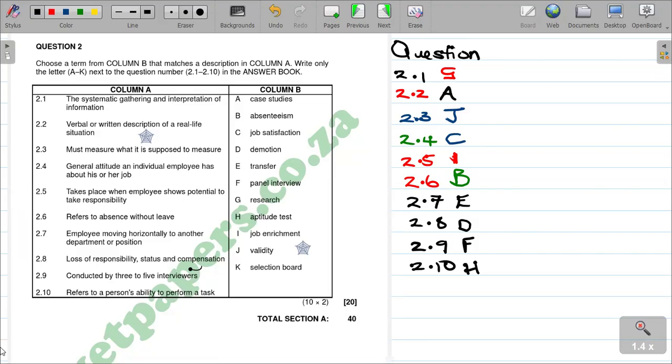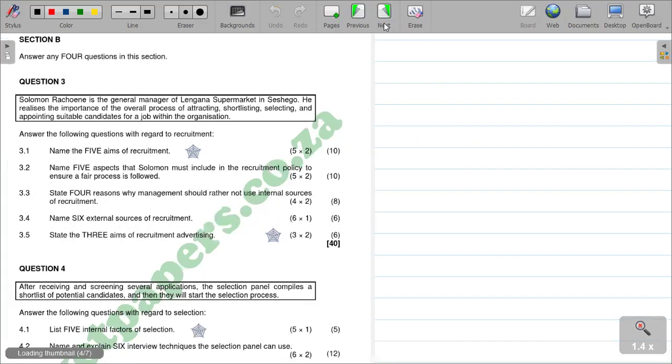So let's go to another question. Right. You are now on section B, whereby you are supposed to choose 4 questions. You're not supposed to answer all questions, right? So you choose any 4 questions. So let's go to question 3.